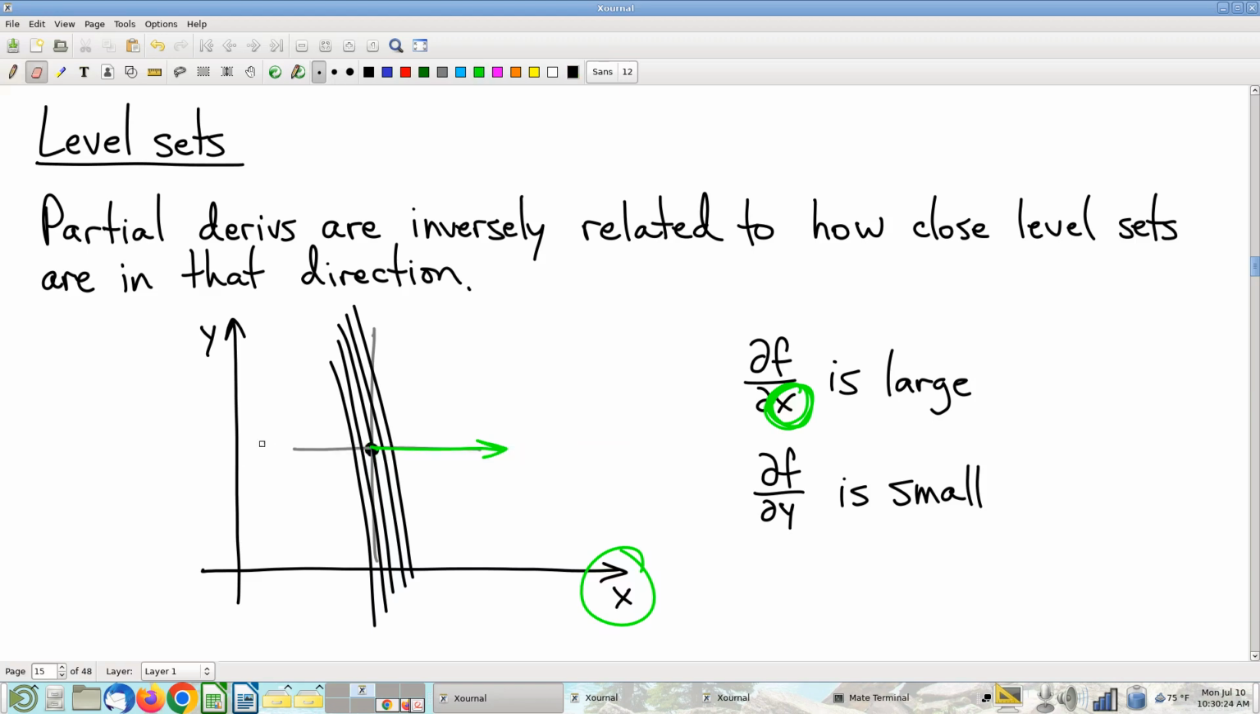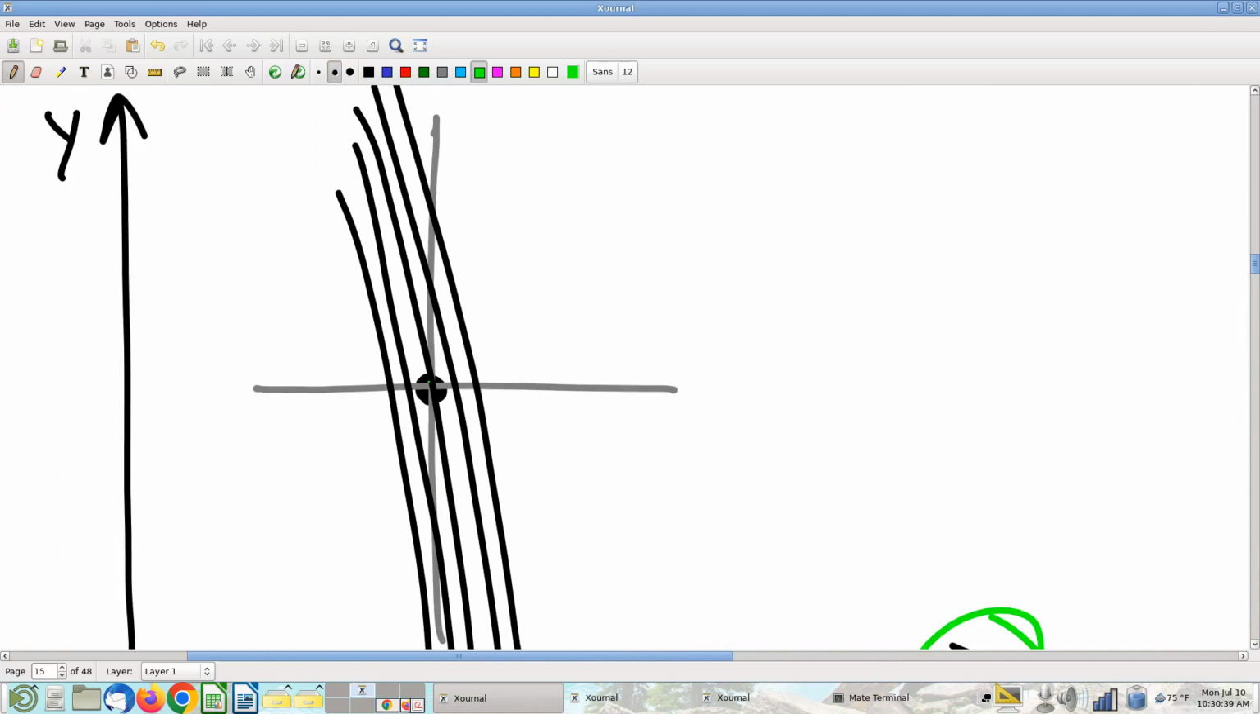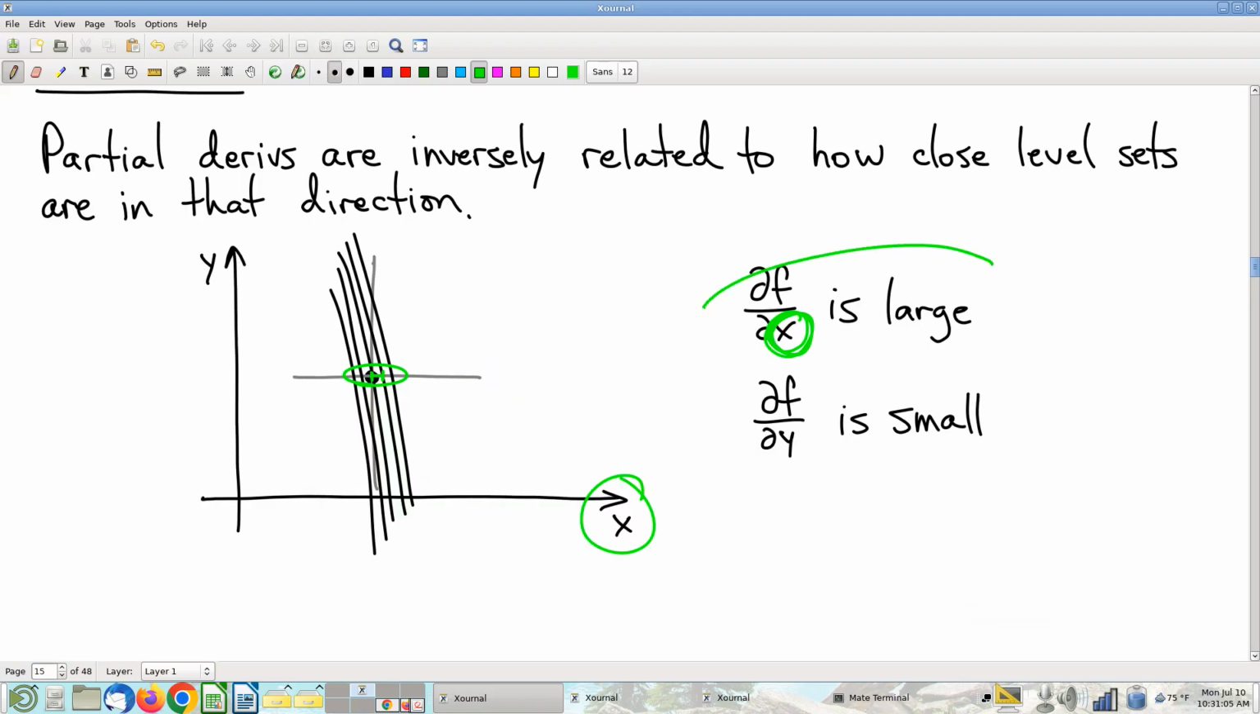But what I can say is that as I move in the x direction, let me zoom in so I don't need fine motor control. Whatever is going on here, over a very short distance in the x direction I gain whatever altitude it is between those contour lines. That sounds pretty steep to me, right? I'm gaining 100 feet over a very short little horizontal distance. That sounds steep. That means that the partial derivative in the x direction is large-ish.